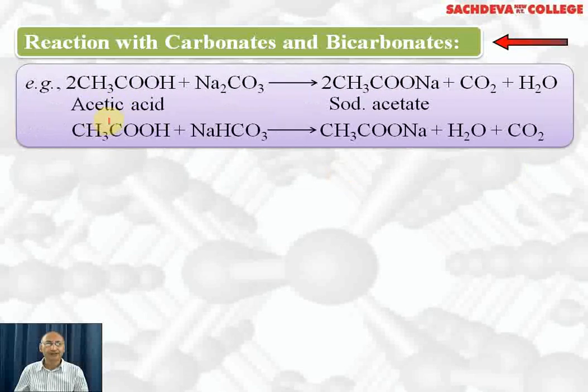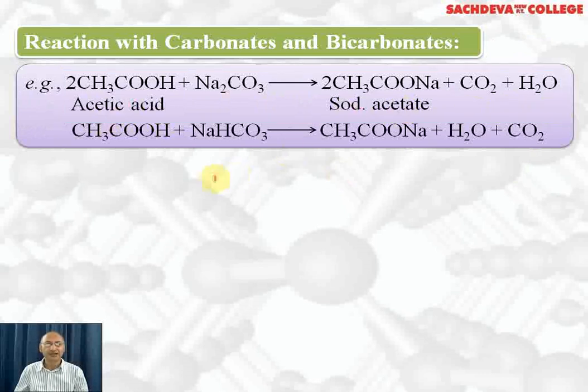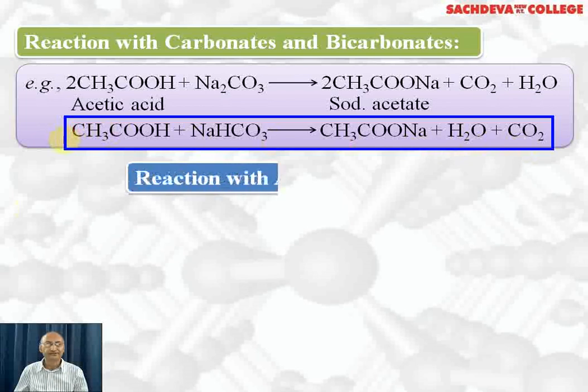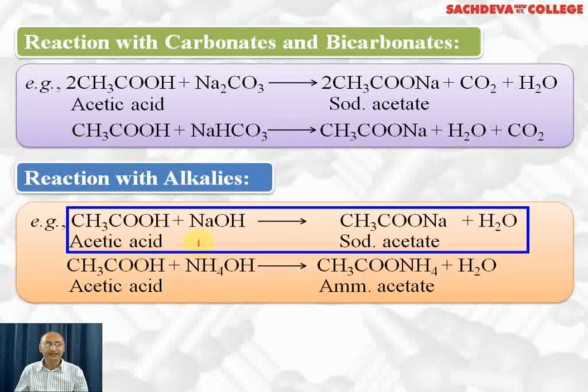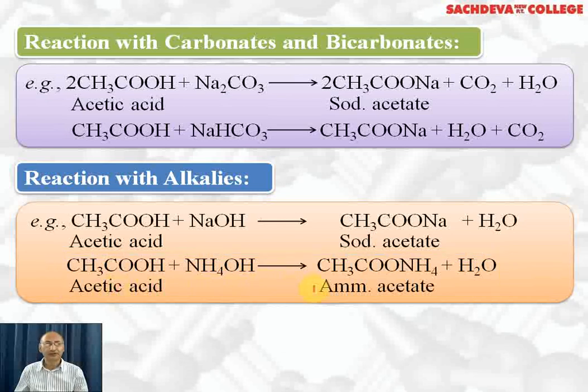Reaction with carbonates and bicarbonates: acetic acid reacts with sodium carbonate to form sodium acetate plus carbon dioxide and water. Acetic acid also reacts with sodium bicarbonate to form sodium acetate plus water plus carbon dioxide. This is the test for carboxylic acid. Reaction with alkalis: acetic acid will react with sodium hydroxide to form sodium acetate plus water. Acetic acid also reacts with ammonium hydroxide to form ammonium acetate plus water. All these reactions show the acidic character of carboxylic acid.